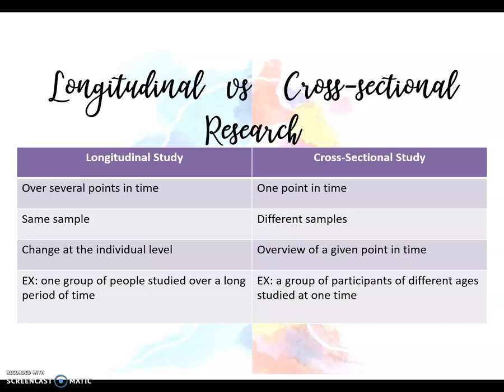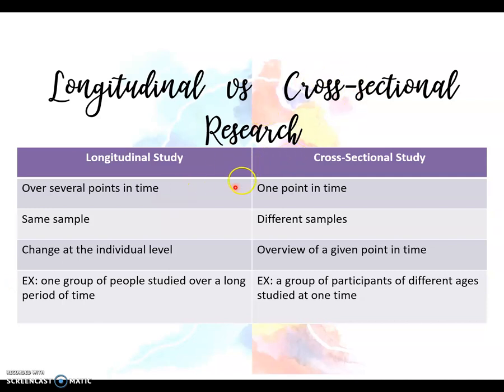So then we have longitudinal versus cross-sectional research. And I want you guys to really be aware of these two terms. So first we have longitudinal, which we see as long, happens over several points in time, a long time. It's that same group of people or same sample, and it changes over an individual level. So for example, we're going to look at one group of people studied over a long period of time. Easy.